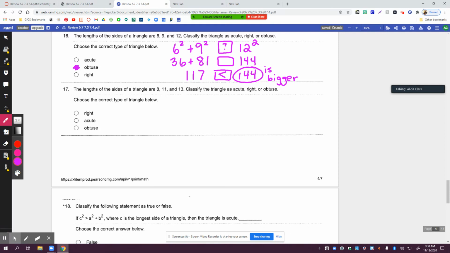Now on number 17, you have 8, 11, and 13. Same thing, you're trying to classify this triangle. So two short sides compared to the longest side. 8 squared is 64. 11 squared is 121. Comparing that to 13 squared, which is 169. If I add these two, 64 and 121, I get 185.